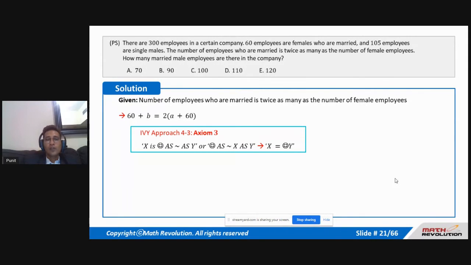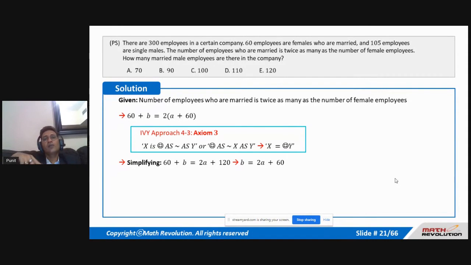So this is one of the most important axioms that we are applying here. The number of employees who are married, which is 60 plus B, is twice as many. So that something is twice. So A equals 2 times the number of female employees, which were A plus 60. So if X is something as Y, then X equals that something times Y.